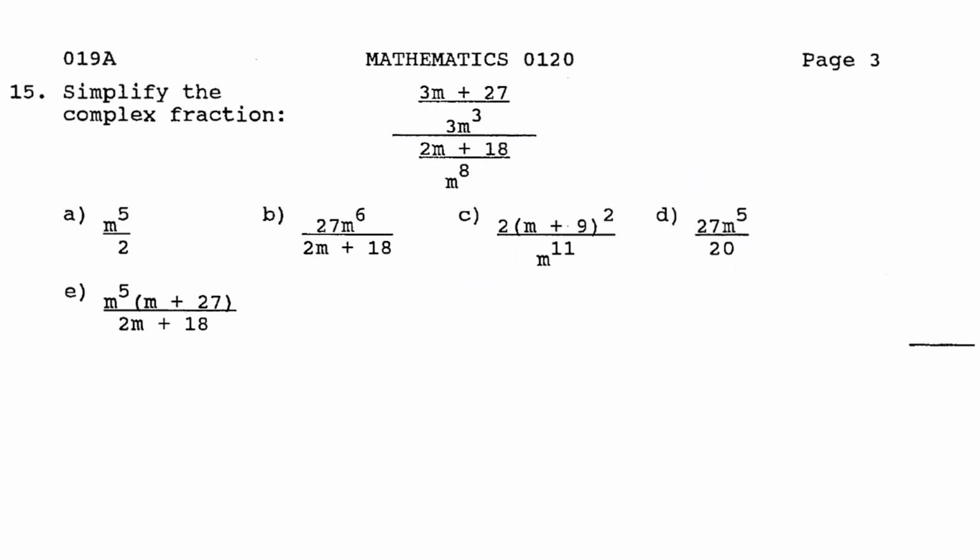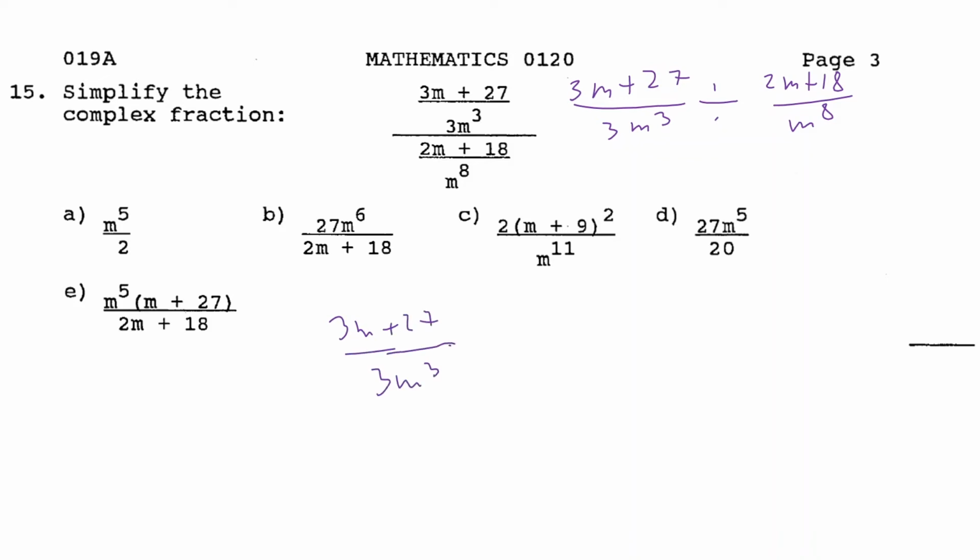Simplify the complex fractions. Alright, so what I would do right away, that's a trick actually I'm going to share with you because I have to do this anyways myself. 3m plus 27 over 3m cubed. And then here I'm doing the division sign. 2m plus 18 over m plus 8. And then I flip like a pro. So 3m plus 27 over 3m to the 3rd multiplied by m to the 8th.